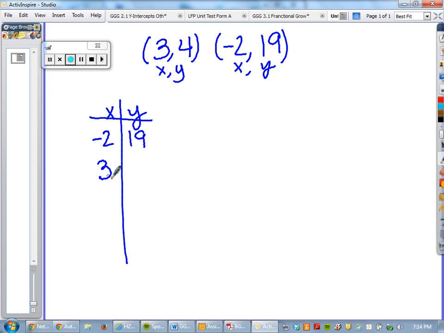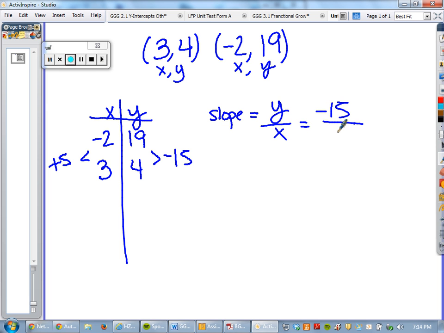And then we're going to take 3 and 4. Now all we have to do is find out how we get from negative 2 to 3. That is plus 5, so it's a difference of 5. And then this one, we're going to go minus 15. Alright, so now we have to find our slope. Slope is y over x. So changing y over changing x, which means we have negative 15 over 5.